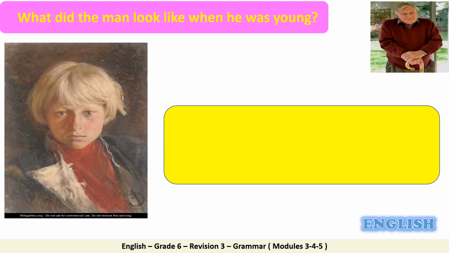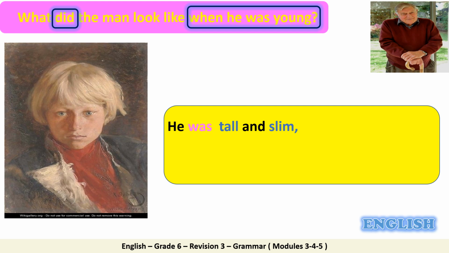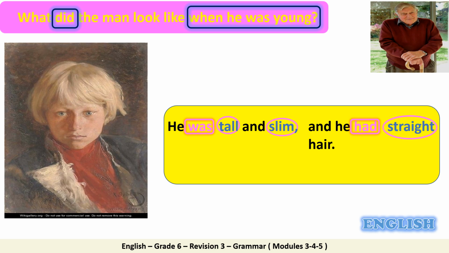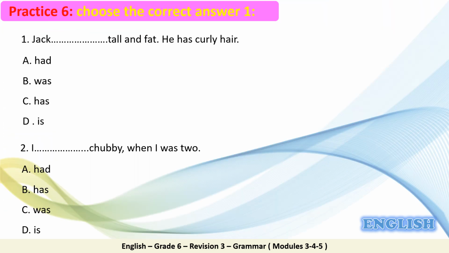On the other hand here, what did the man look like when he was young? Here the question is in the past, and when he was young is the phrase that indicates the past, and the answer will be he was tall and slim. Was, verb to be in the past, and then we have the adjectives, and the second part, and he had straight hair. He had straight hair. Very good.